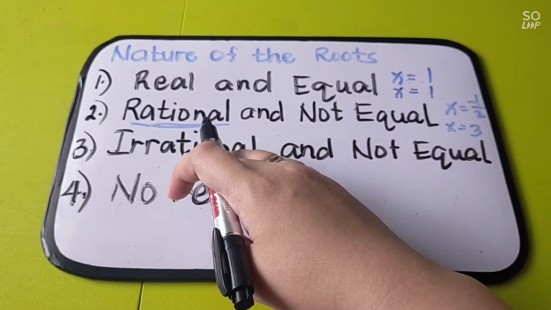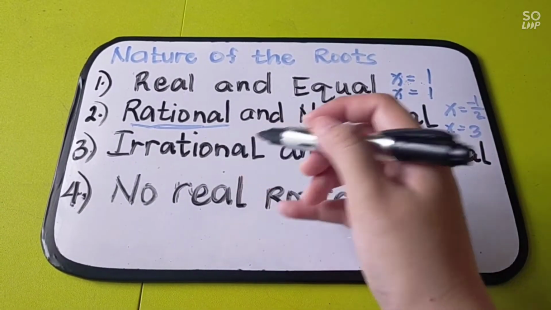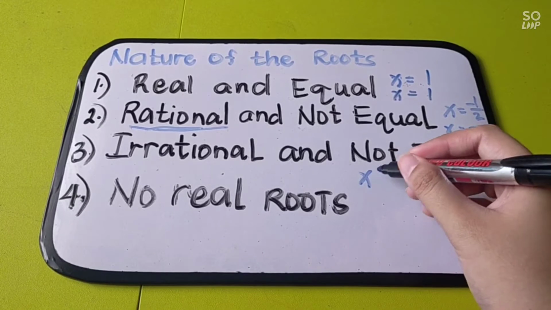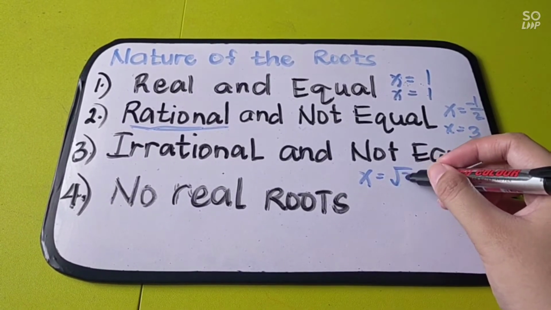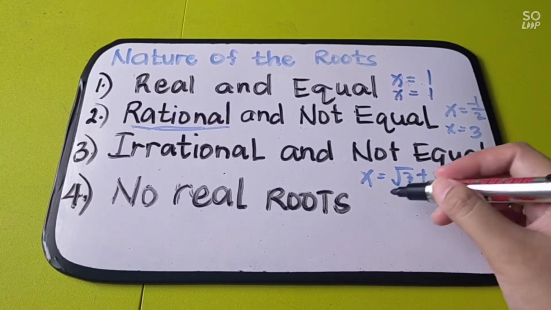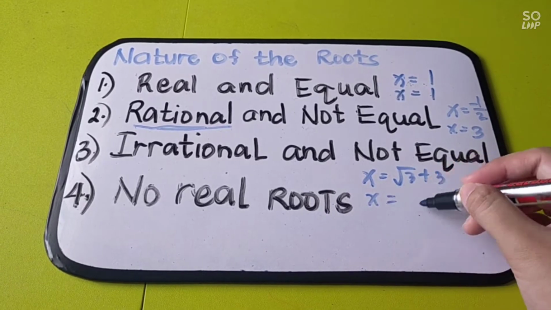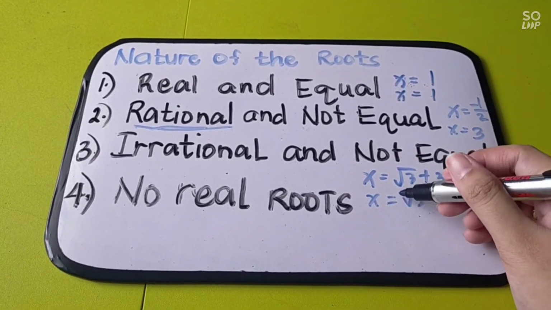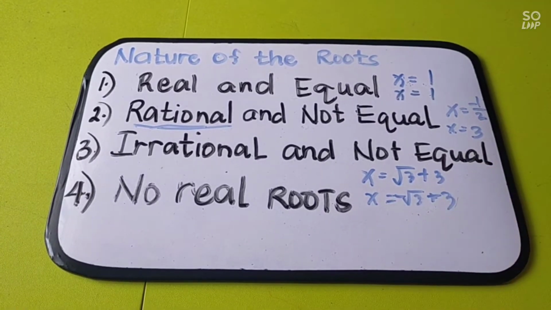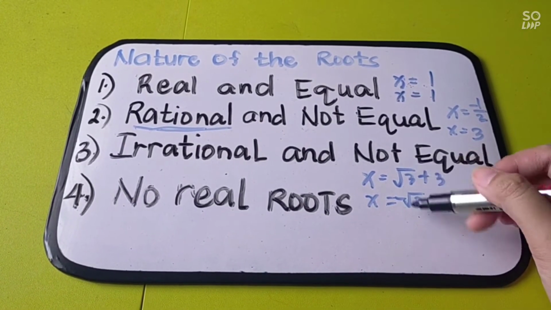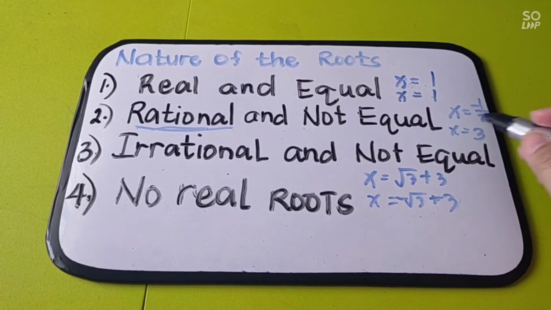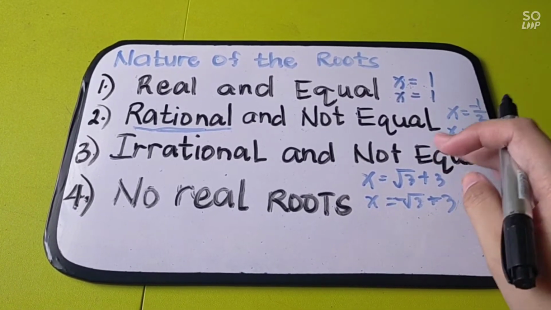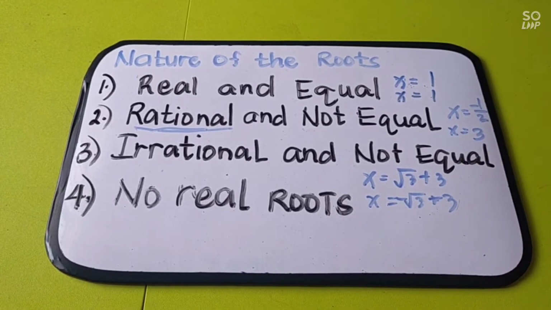Dito naman kay irrational number, dito yung may lumalabas na square root. That is it. Diba? Minsan meron tayo nakukuhang x is equals to square root of 3 plus 3. Or yung isa naman ay x is equals to negative square root of 3 plus 3. So, diba? Ang naiiba lang yung sign sa tabi ni radical sign. That is irrational and not equal. Yun yung tawag sa kanya.